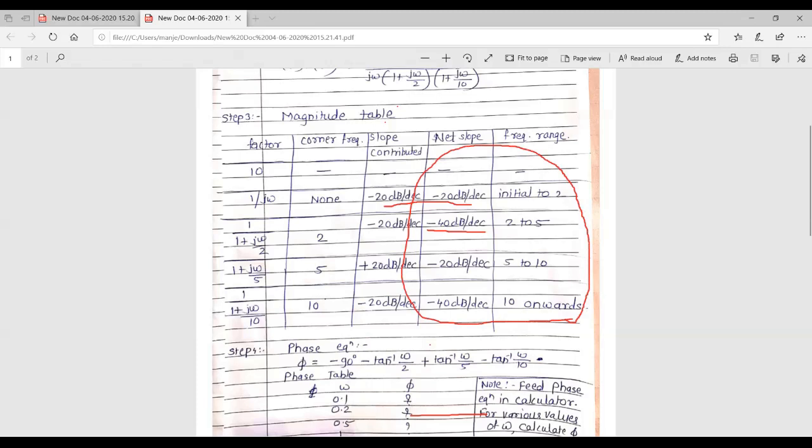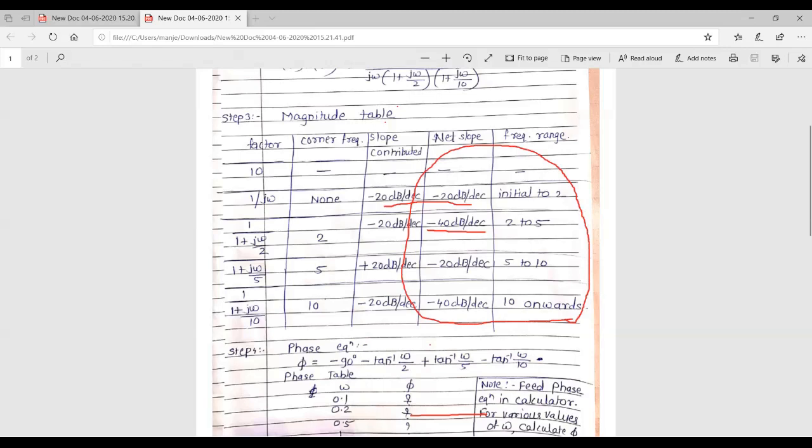Now, please turn on your audios and let me know which part is unclear or if everything is clear. Understood, ma'am. Everything is clear, ma'am. Okay. So net slope and slope contribution and frequency range, everything is clear? Yes, ma'am.